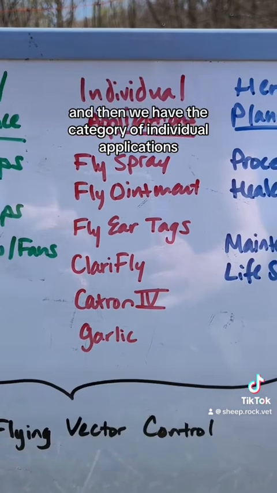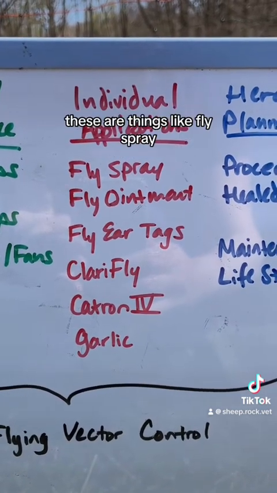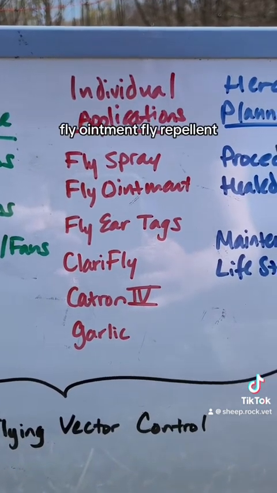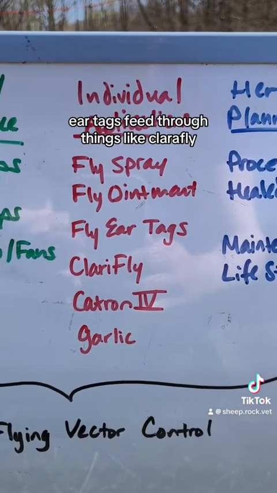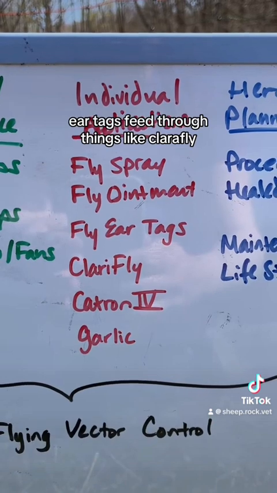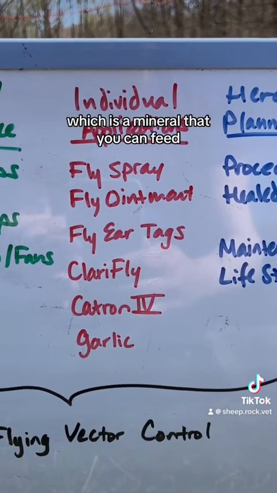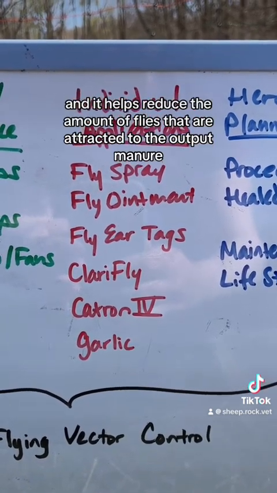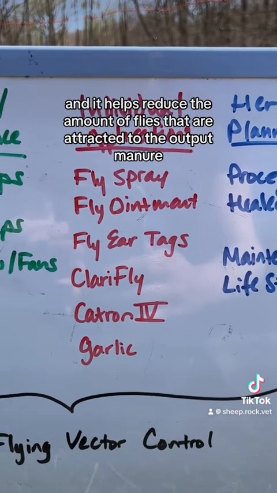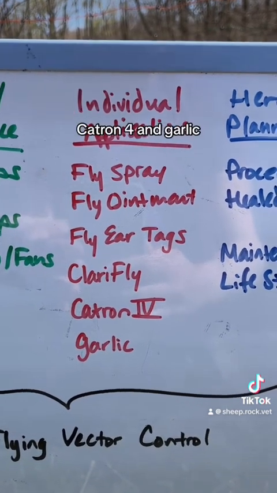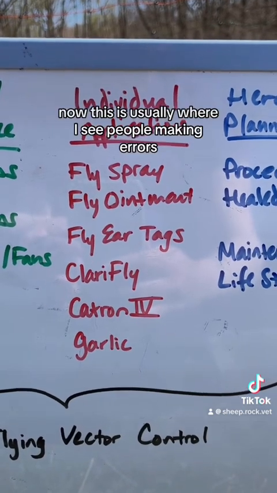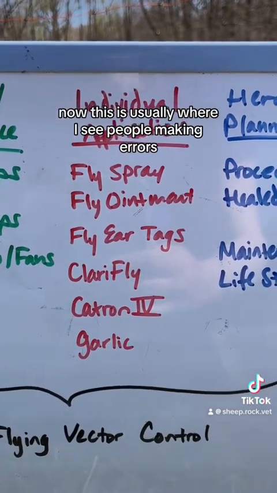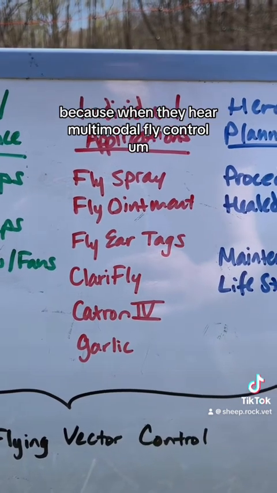And then we have the category of individual applications. These are things like fly spray, fly ointment, fly repellent ear tags, feed through things like Clarifly, which is a mineral that you can feed, and it helps reduce the amount of flies that are attracted to the output manure, Catron 4, and garlic.